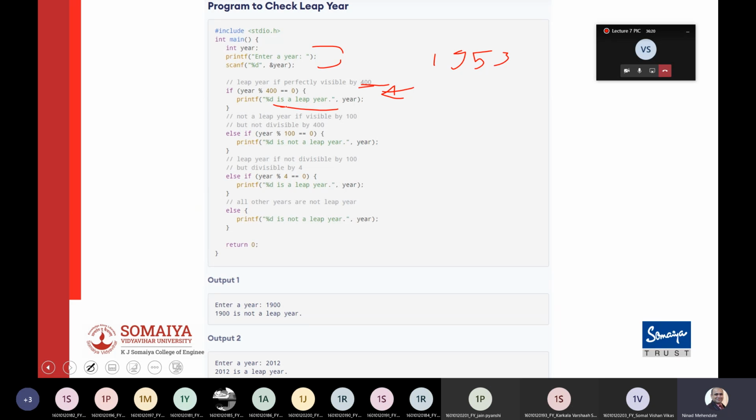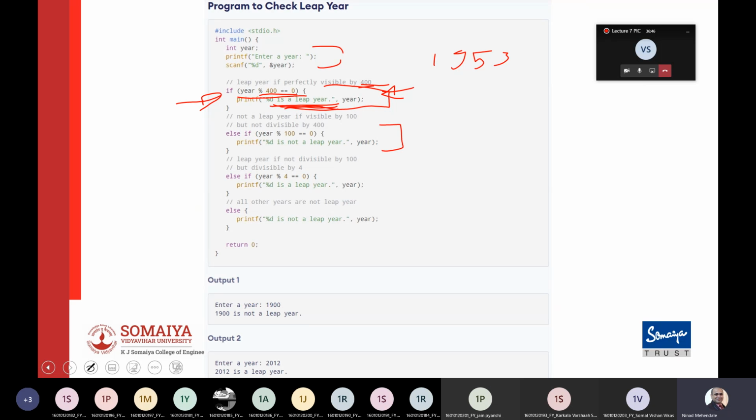If yes, we will display it's a leap year. I think I said it wrongly last time while explaining. So if it is divisible by 400, it's a leap year. Next, if it is divisible by 100, so that is a decade year, then it's not a leap year. So first you check for 400. If it is completely divisible, if the remainder comes out to be 0, just display it as a leap year.